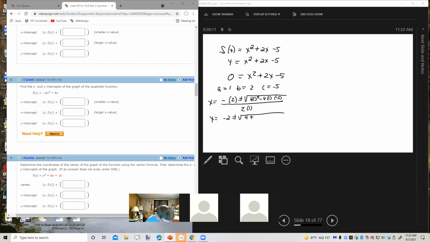You know what I did? These are not going to be nice. You know what? We'll find them anyway. But yeah, I grabbed one that we were supposed to just find the vertex on, but we'll keep going.